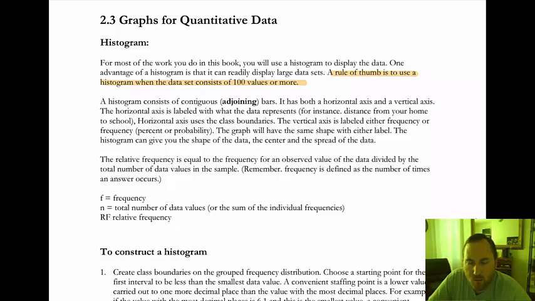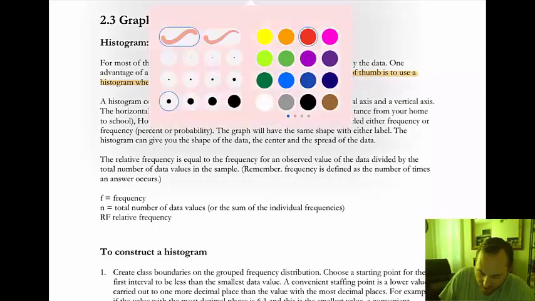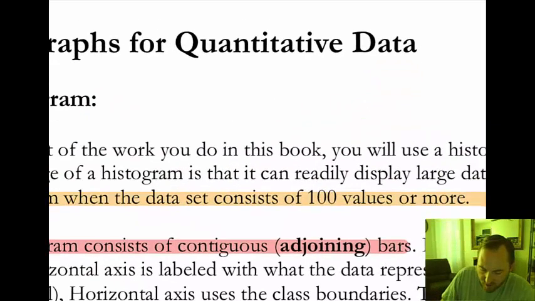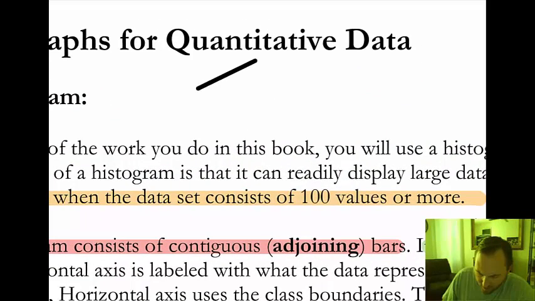Nonetheless, one of the things to point out is that for histograms the bars need to be adjoining. So a histogram consists of adjoining bars, and it has both a horizontal and a vertical axis. The horizontal axis is the representation of the continuous data. So you want to make histograms particularly for quantitative data, or more specifically for continuous data. However, it can go either direction here.